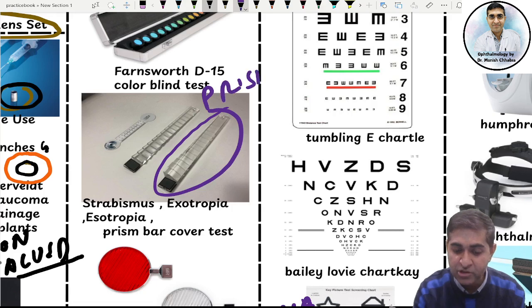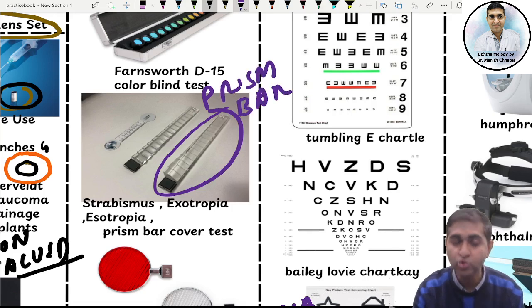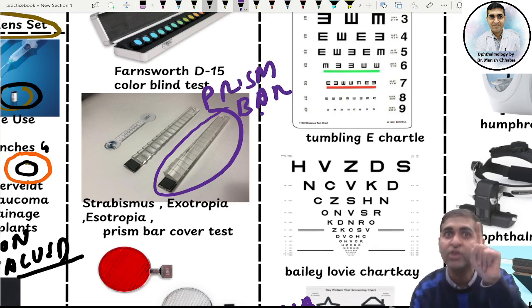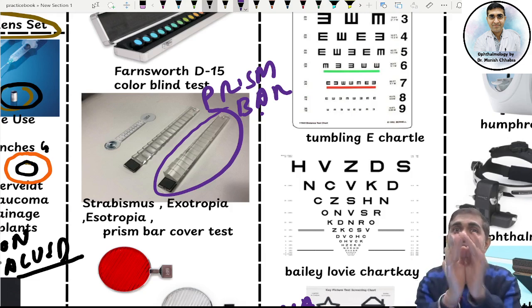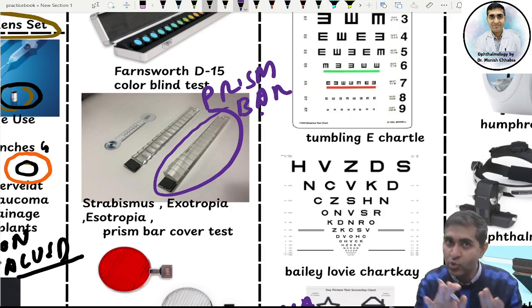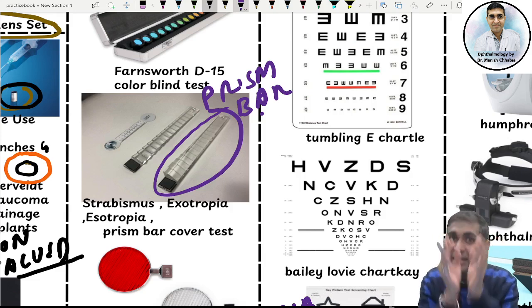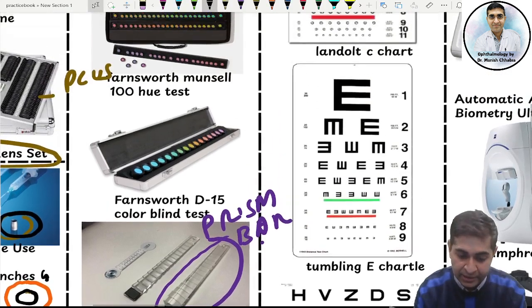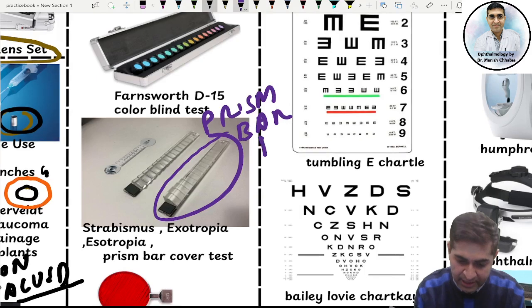Then this is your prism bar. What is the purpose of the prism bar? It has two uses. One is diagnostic use. It is the best method, the gold standard method of assessment of angle of deviation. Second, it helps in correction of diplopia. For details, you will have to go through the chapter on squint. It will clear your concepts, but in this video I am only covering the images and telling you the basic application in ophthalmology.